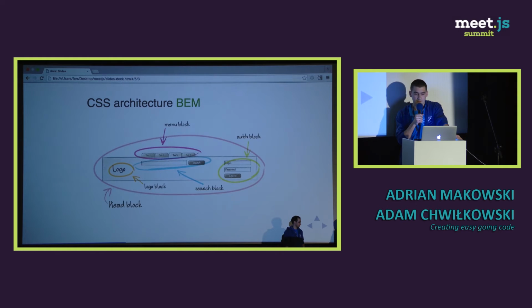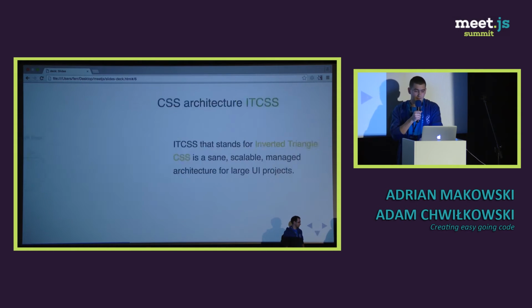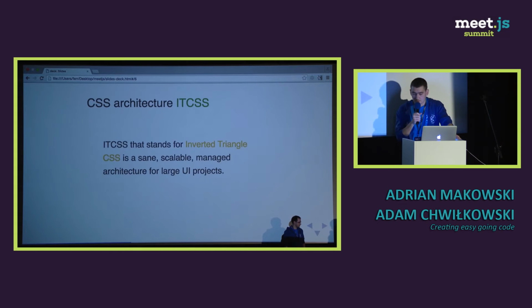As you can see, there are many different blocks to find, like authorization block, menu block, logo block, or search block. And for instance, the search block can have elements like search input or search button. So simply, I totally recommend trying BEM in your projects. It's very useful. The next topic that I want to recommend regarding CSS architecture is to try ITCSS, which stands for inverted triangle CSS.